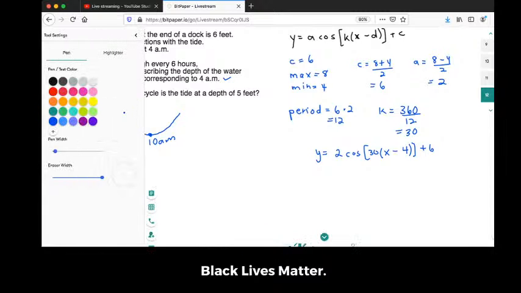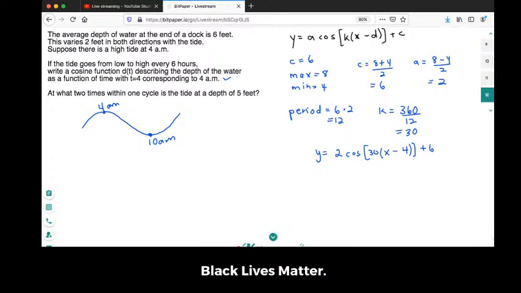Okay. Now, to get the next part of this answer is where it gets interesting. So I'm going to use this reddish color. At what 2 times within one cycle is the tide at a depth of 5 feet? So this is where it gets interesting, you guys. And this is where I want us to be really aware of the fact that when we're graphing cosine and sine functions, it's not really removed from our understanding of the unit circle. When we understand that the unit circle and this are basically telling us very similar, if not the same thing, it makes our job a lot easier.